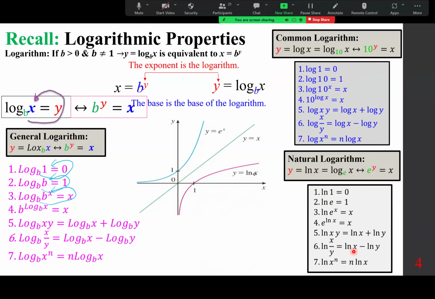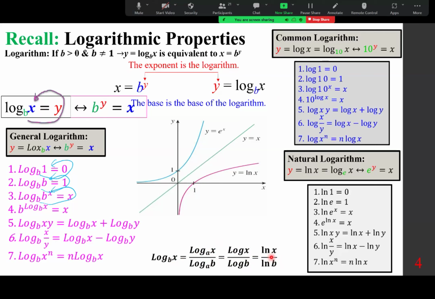Exponential functions and logarithmic functions are inverse functions. For example, y equals e to the power of x and y equals ln x. Therefore, they are symmetric with respect to the line y equals x. Change of base formula: log x base b is log x over log b, and you choose a base, any base you want, for example, a. However, we either choose base 10, that means common log, or base e, that means natural log, because now we can evaluate this using a calculator.